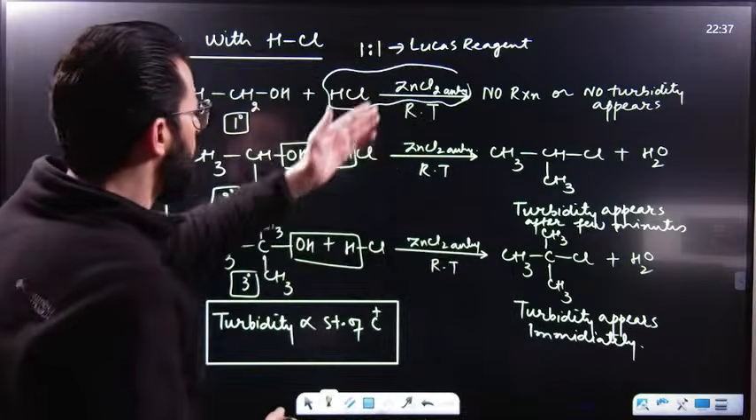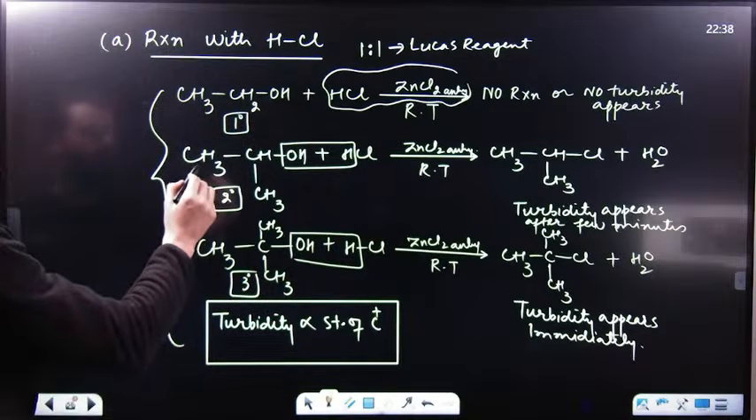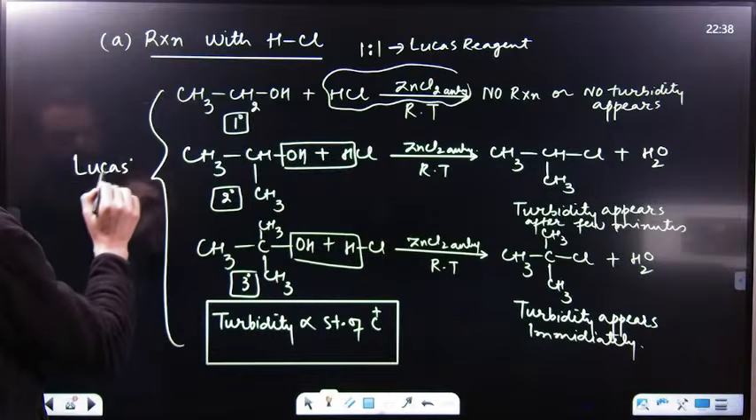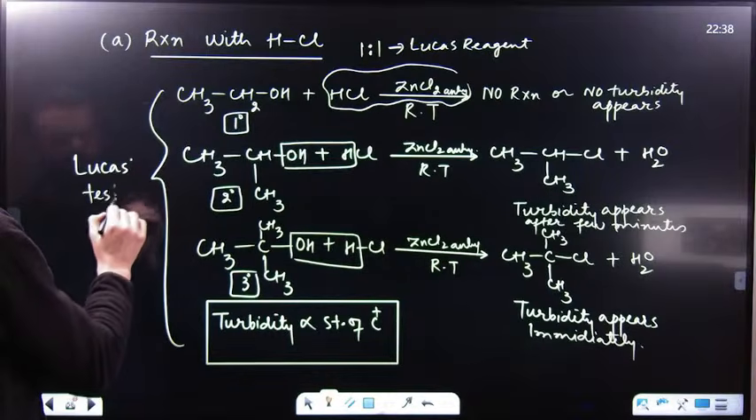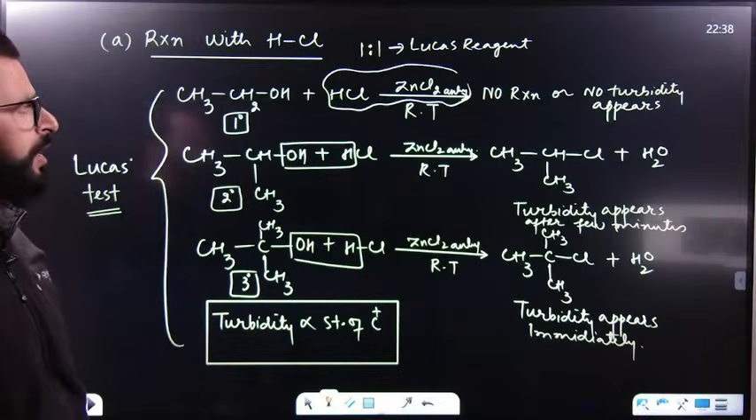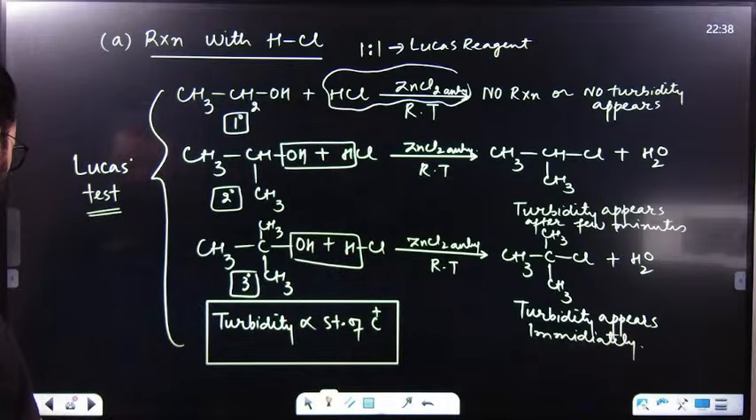So with the help of Lucas reagent, we can distinguish primary, secondary and tertiary alcohol, and that test is simply known as the Lucas test. So what is the Lucas test? The Lucas test is simply that test with the help of which we can distinguish primary, secondary and tertiary alcohol, with the help of Lucas reagent. I hope this is clear to everyone.